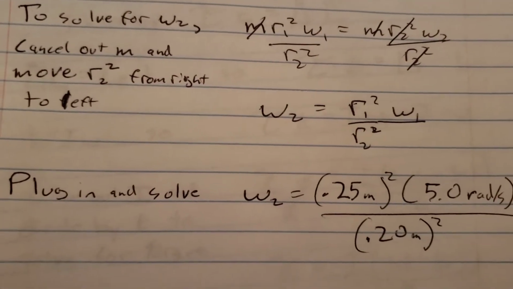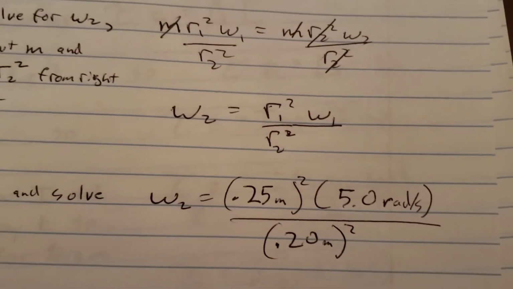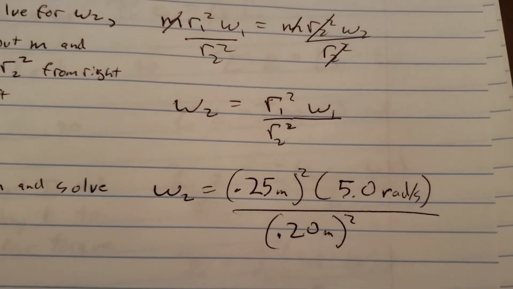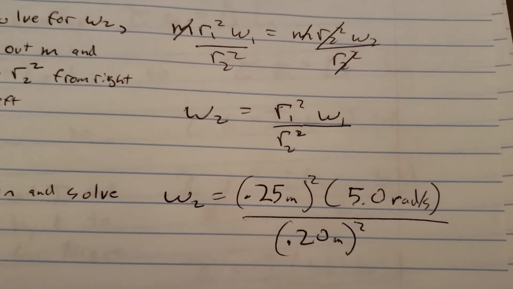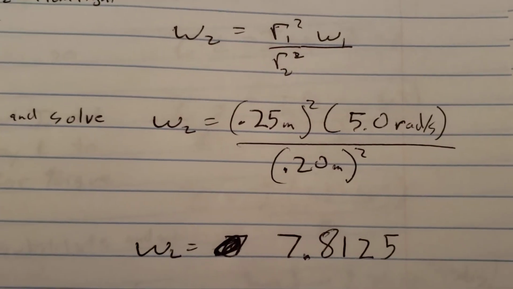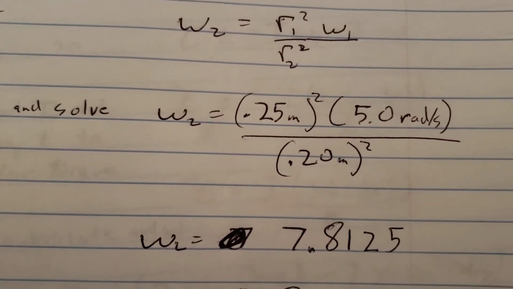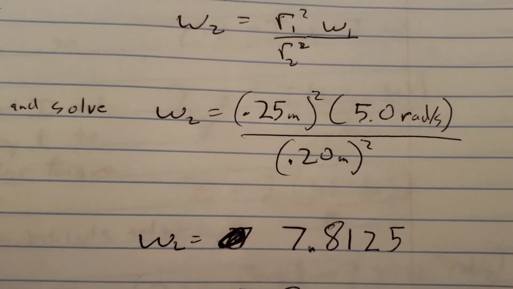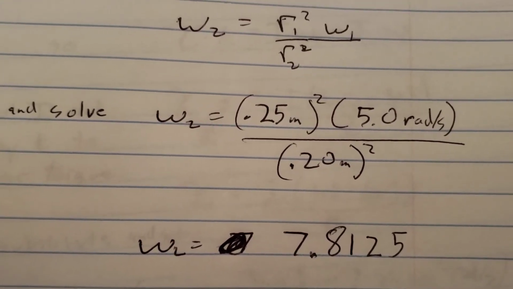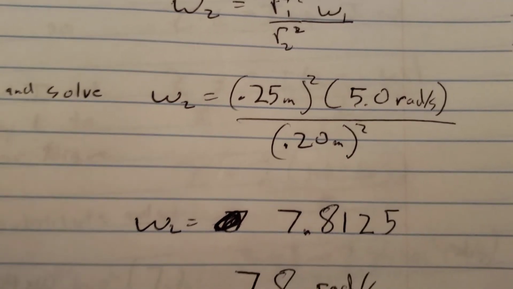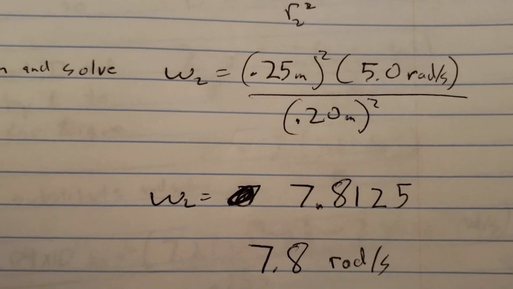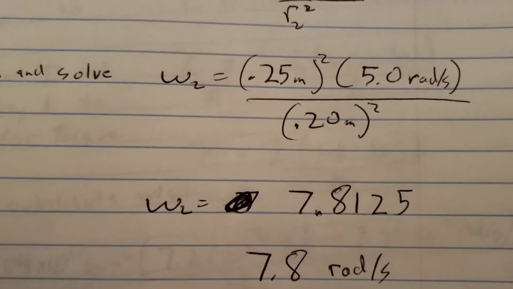We can now plug in our variables and solve. Omega 2 is equal to 0.25 meters squared times 5 divided by 0.2 squared. This comes out to 7.8125. Our original numbers all had two significant figures that we used, 0.25, 0.20, and 5.0, allowing us to round to 7.8. And since we're solving for angular velocity, it is measured in radians per second.